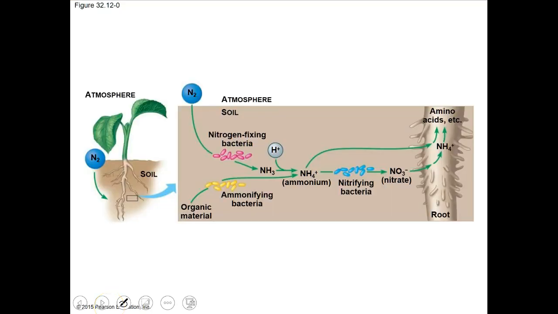That's the idea here, is that there's bacteria that will fix the nitrogen in the air to an ammonium, which then we'll have nitrifying bacteria that will also move it in. But any of these bacteria can convert the nitrogen to usable forms of nitrogen within the plant.